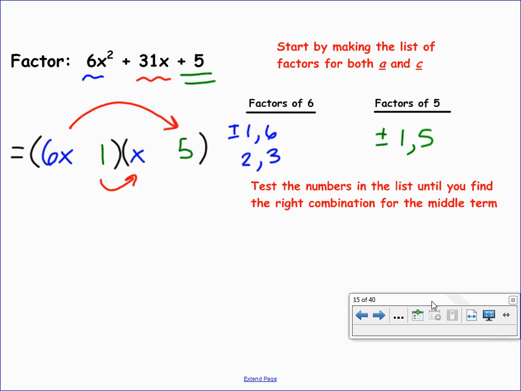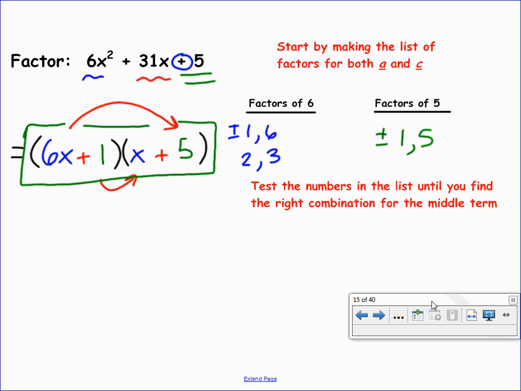So let's go ahead and finish out with our signs. In order to have a positive last, I have no choice but to have my binomial operations be same sign, and so both negative or both positive. Given that they're same sign, if my middle term is positive, they must both be what? Well, they must both be positive. So let's go ahead and finish it out. It looks like 6x plus 1 and x plus 5. I'm going to go ahead and box this.